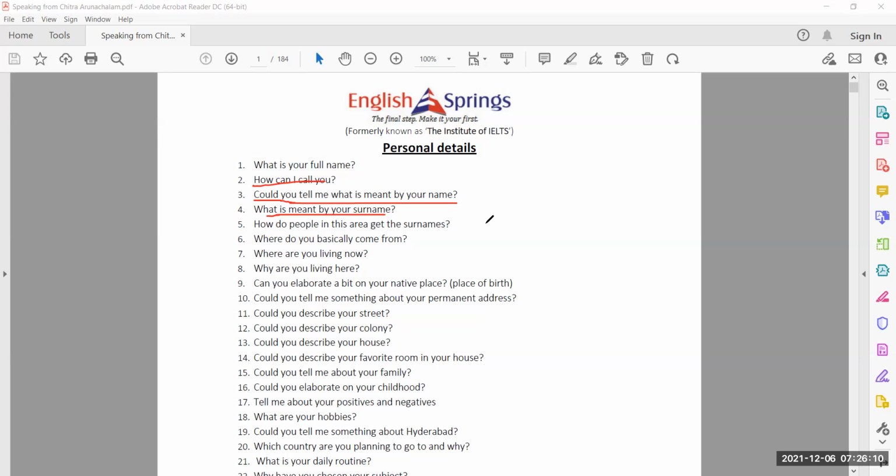Normally in India, we consider the last name as the surname. So if you have any meaning for that, make sure that you know it, please do the groundwork. And then, how do people in this area get the surnames? See, this is a general question in which the examiner wants to know how the people in this area get the surnames. Okay. See, number one is ancestral villages.